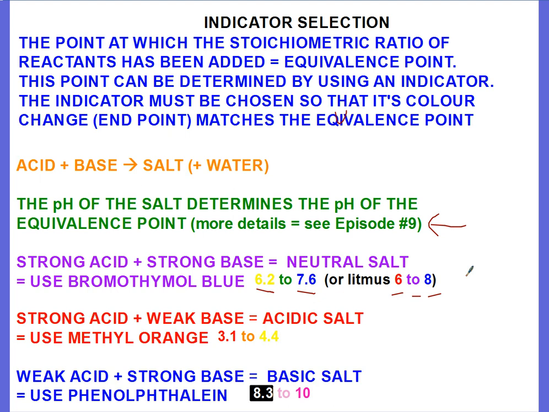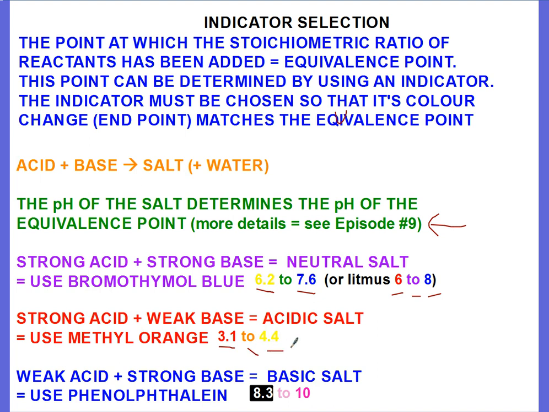If you've got a strong acid, weak base titration, you're going to get an acidic salt at the equivalence point, which means the endpoint equivalence point will be slightly acidic, and therefore you want to use methyl orange indicator. It changes from red to orange to yellow at 3.1 to 4.4 pH.